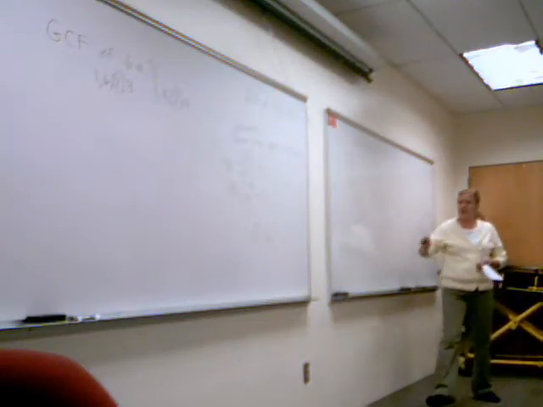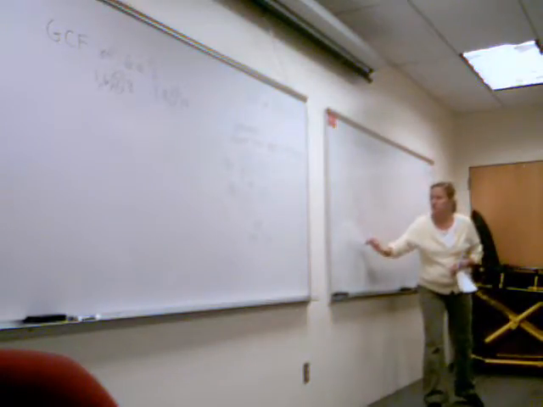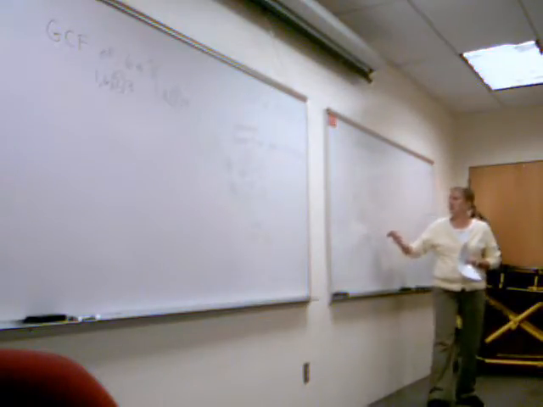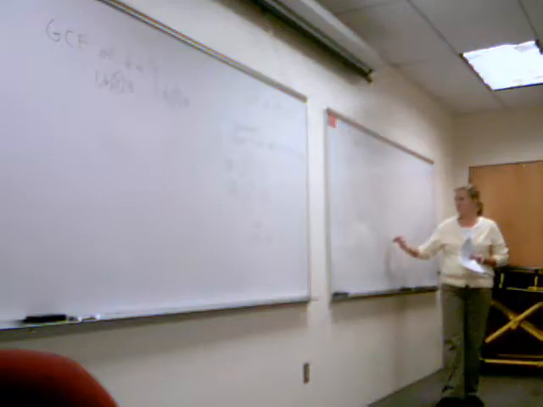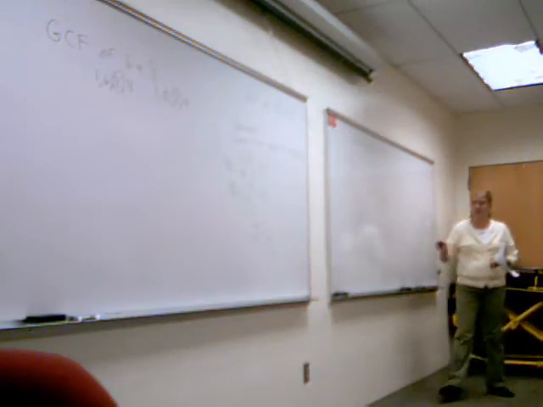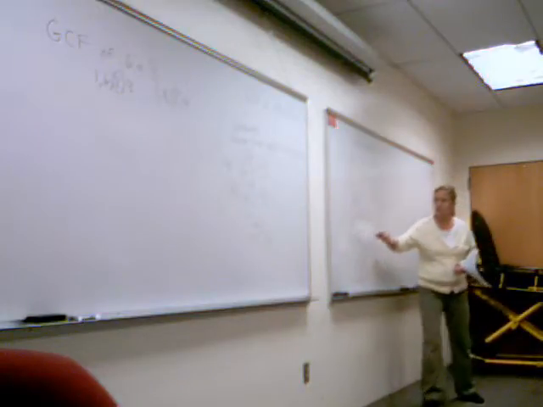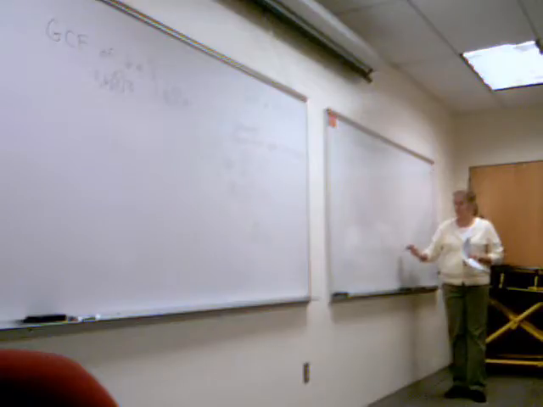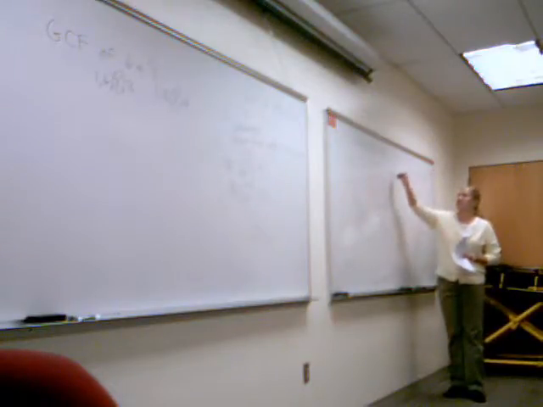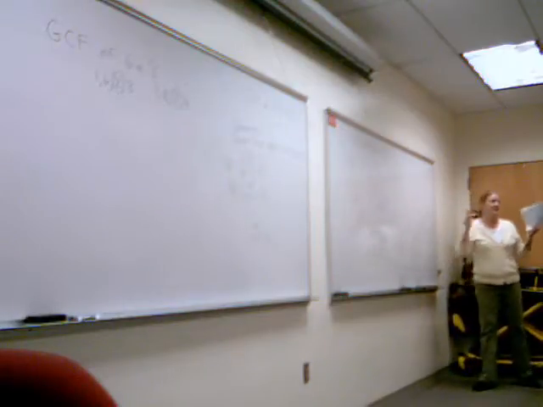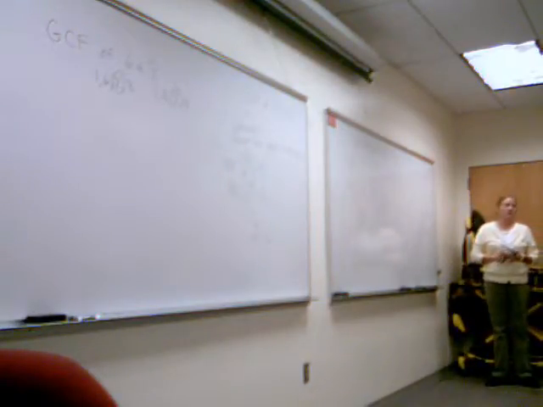So this one has 3 2's. I'm writing it this way this time instead of 2 cubed. And this one has 2 2's. So what is the most they have in common? 2 2's. 2 2's is equal to 4. So the GCF of these 2 is just 4. That's the highest number that will go into both of those.